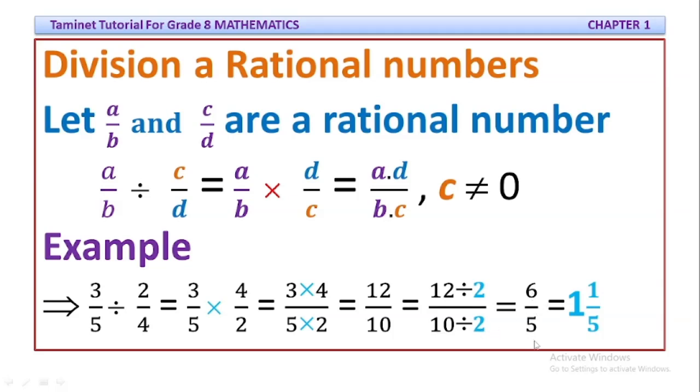But 6 over 5 is an improper fraction. So this improper fraction is directly changed into a mixed number. By using the rule of how to change an improper fraction into a mixed number, we can change it as 1 and 1/5. So this is the way how to decide the quotient.